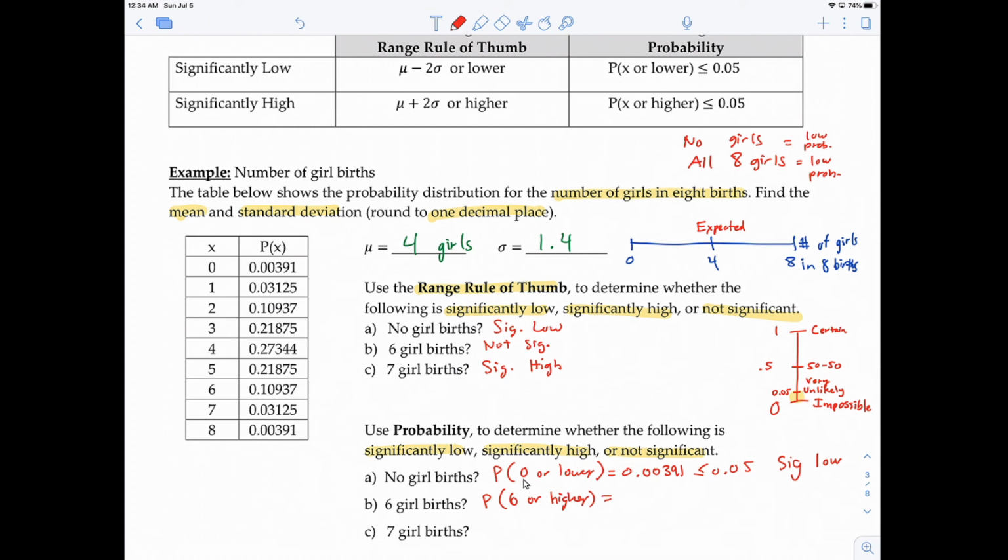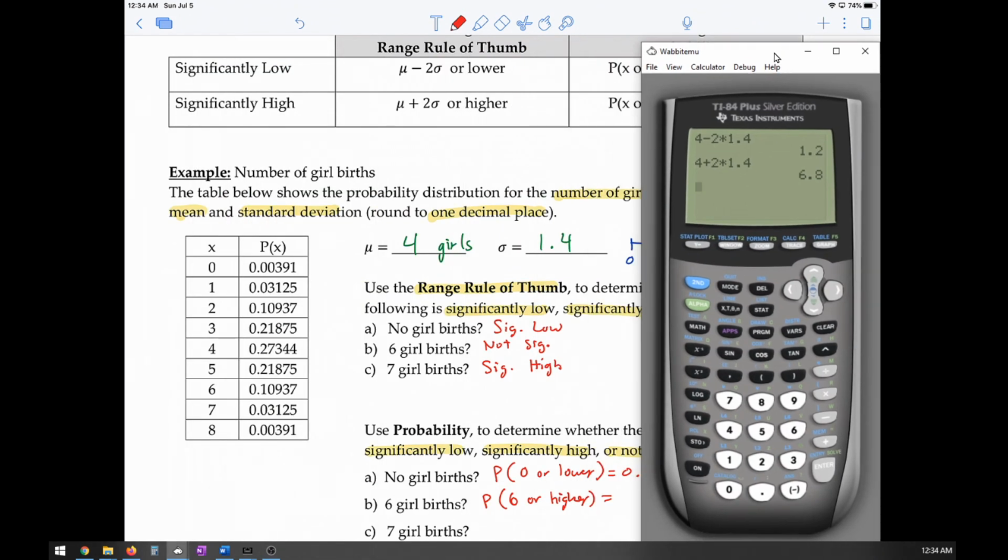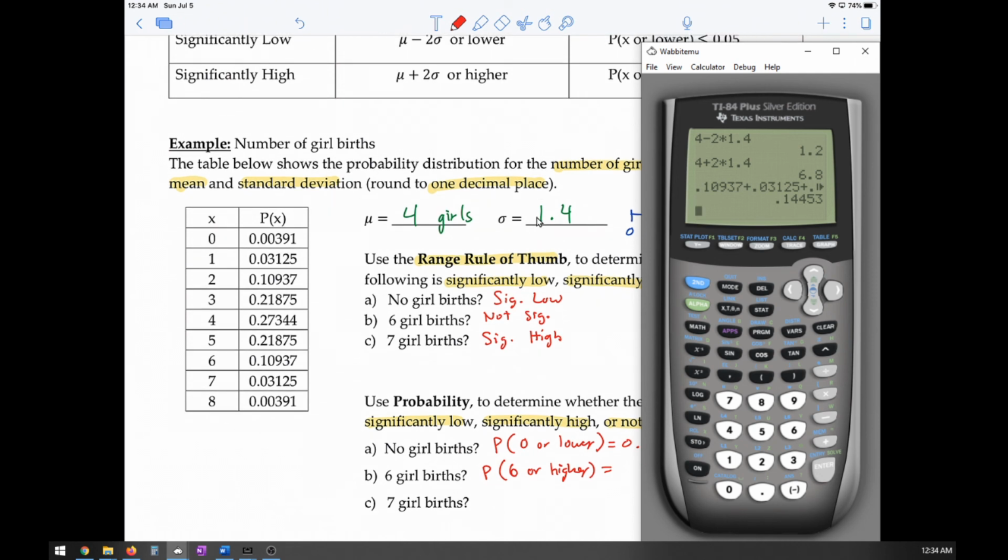6 or higher is 6 or 7 or 8. So in other words, we're just going to add these 3 probabilities, right? So let's go ahead and do that. We're going to take 0.10937 plus 0.03125 plus 0.00391. And that's what we get, 0.14453.